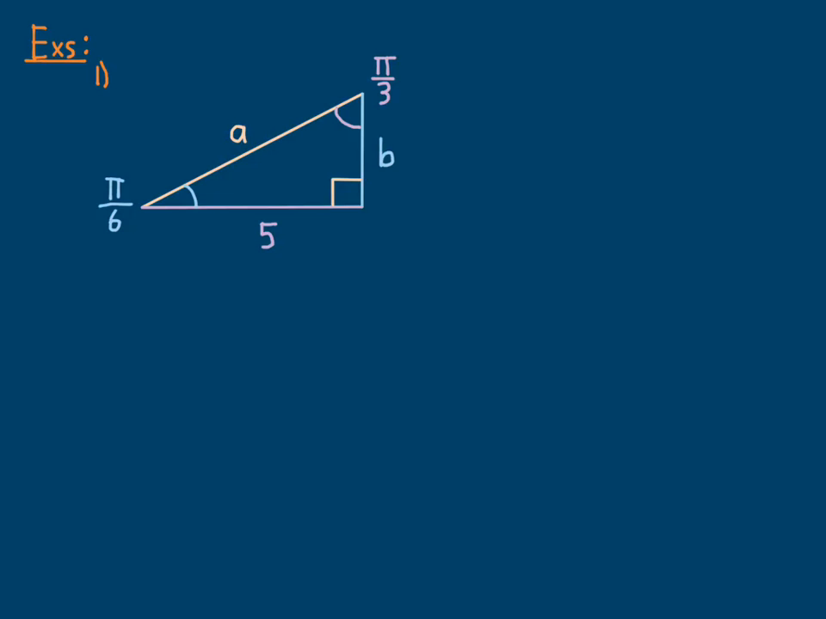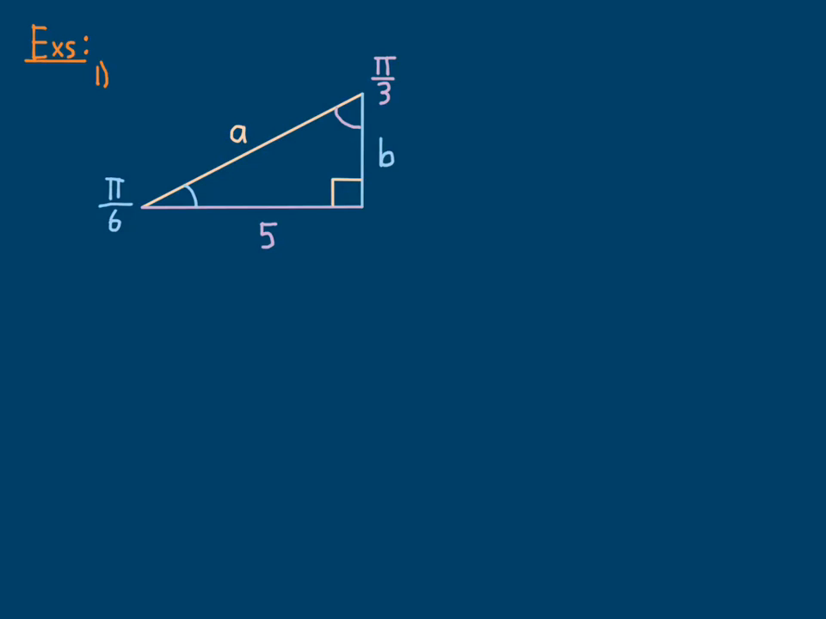And I've been given that the length of one leg of this right triangle is 5. That's the longest leg. The hypotenuse is A, and the other leg is B. And I'm supposed to find the lengths of A and B.